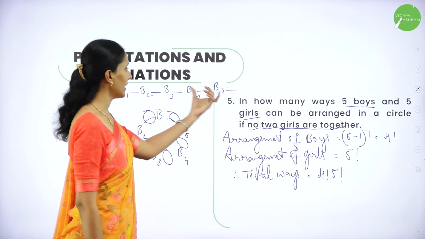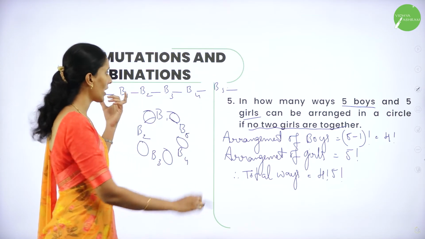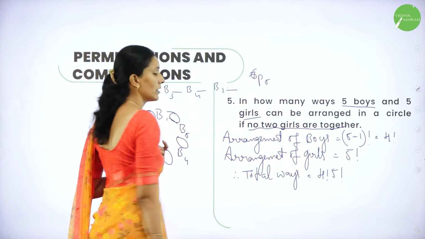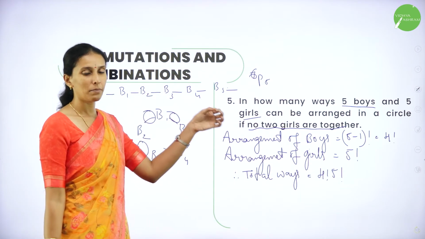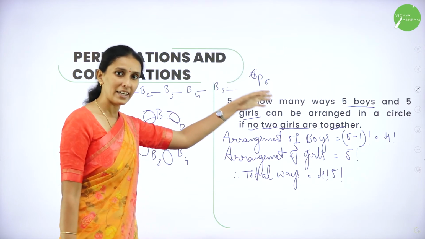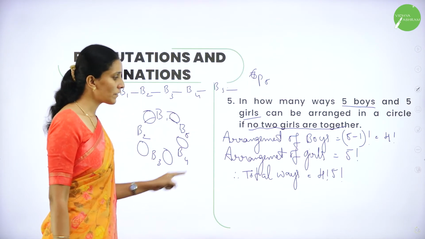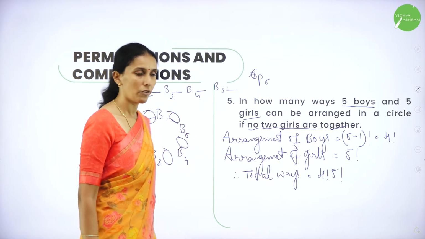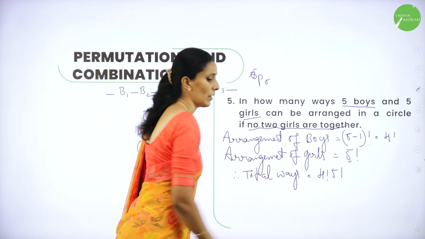In the case of linear permutation, you would consider it as 6P5. Out of 6 different places, you have to fill 5 different girls in between the boys, so you would have considered it as 6P5. But in case of circular permutation, the places remain the same, so therefore it is 5 factorial.